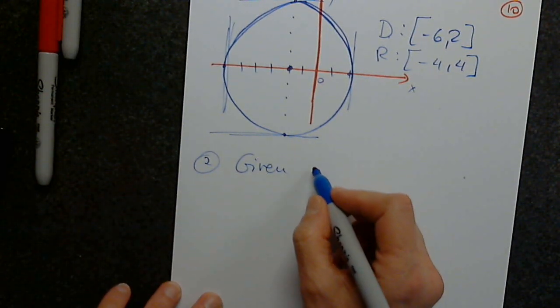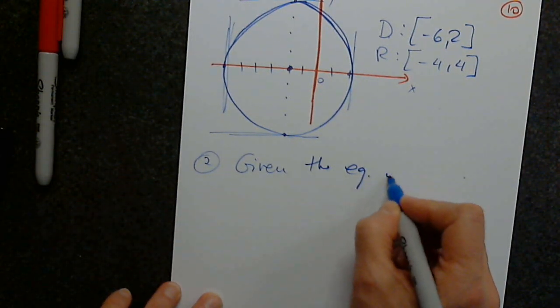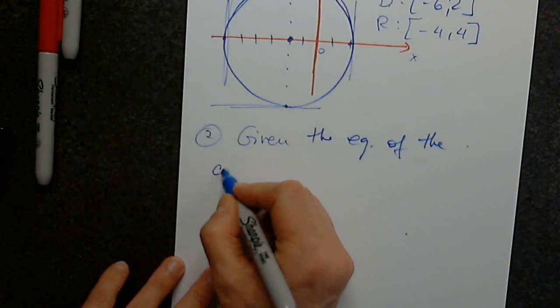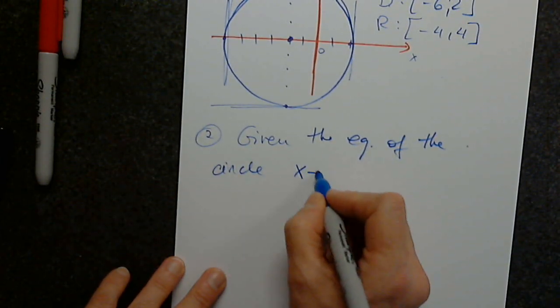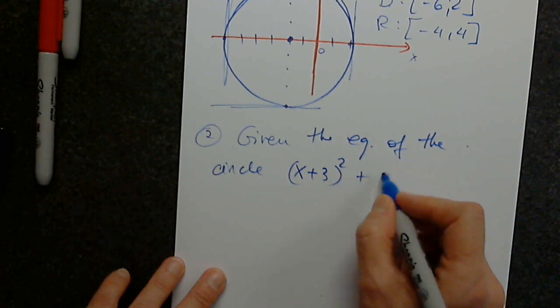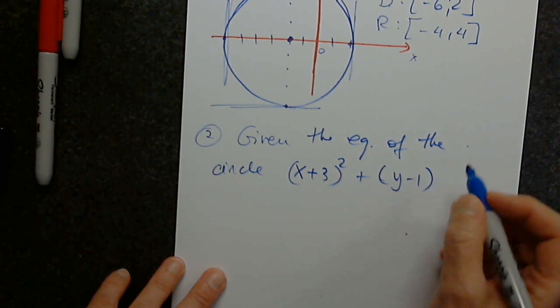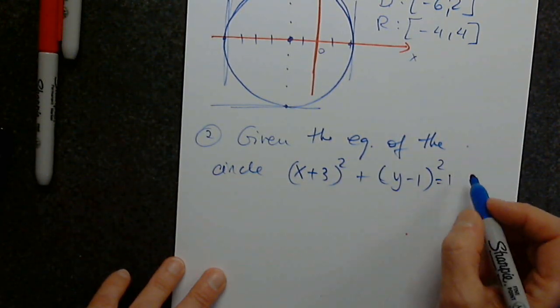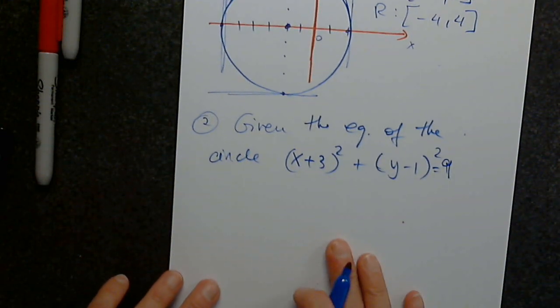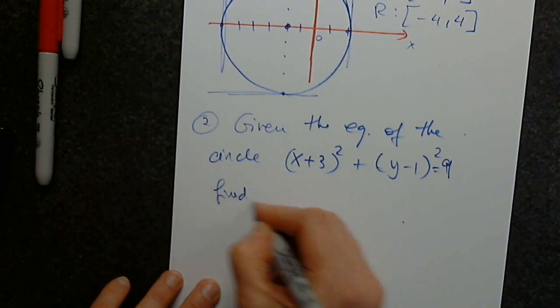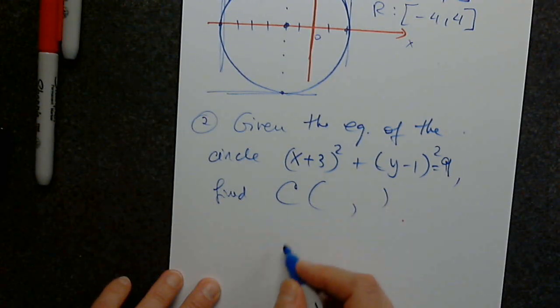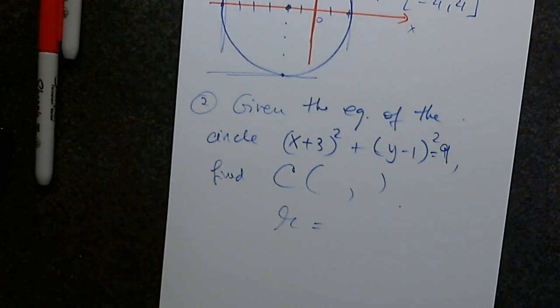Given the equation of the circle, x plus 3 squared plus y minus 1 squared equals 9, find the center and the radius. Yes, you can graph it if you want to. I think one graph is enough unless you want me to graph more.